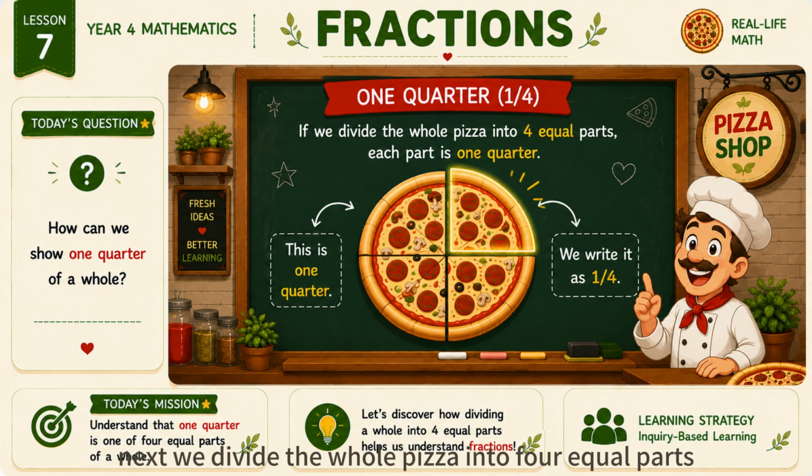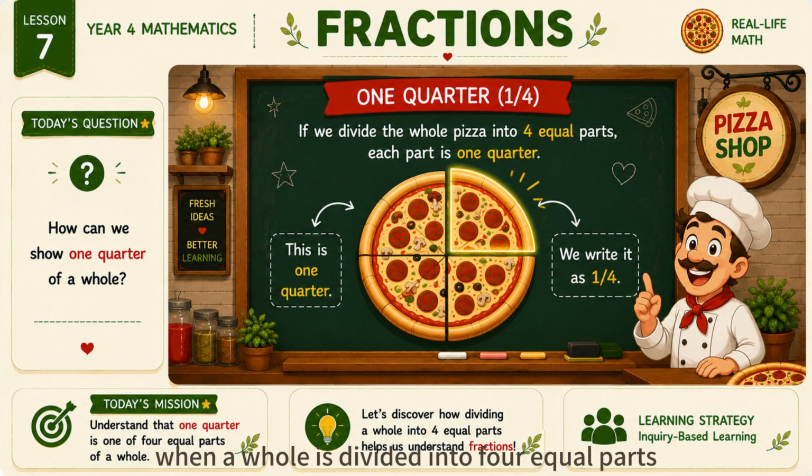Next, we divide the whole pizza into 4 equal parts. When a whole is divided into 4 equal parts, each part is 1/4. We write 1/4 as 1/4. Compare this with 1/2. A quarter is smaller than a half because the same whole pizza is divided into more equal parts. 1/4 means 1 out of 4 equal parts.